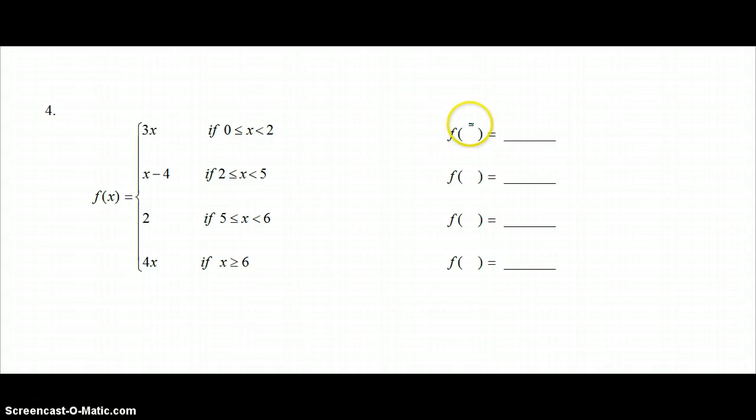Okay, now I'm going to mix it up a little. I'm going to use 6, 3, 1, and 5. So when my x value is 6, I have a 6 here and I have a 6 here, but this is the only one where it equals 6. Here it is less than 6, so I'm going to use the equation 4x, or 4 times 6 is 24.